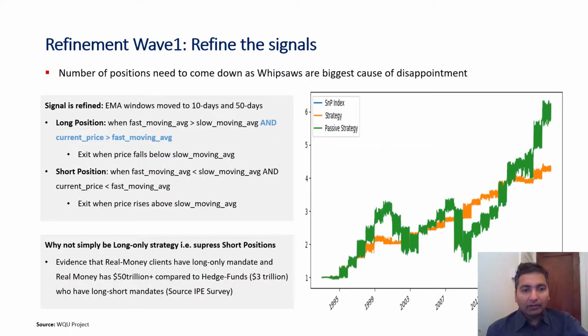So we look to refine. We have done a couple of refinements. The first wave of refining was to reduce the whipsaw. So we refined the signal and the EMA windows. The exponential moving average windows were refined to 10 days for the fast one and 50 days for the slow one. The long position was tinkered to fast moving average greater than slow moving average, and the current price is also greater than the fast moving average. On the short position, the inequality signs are changed, but roughly it's the same.